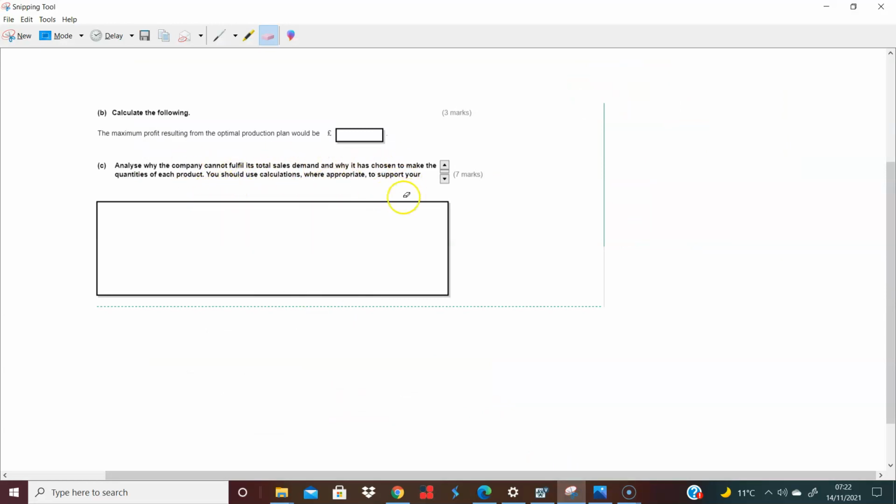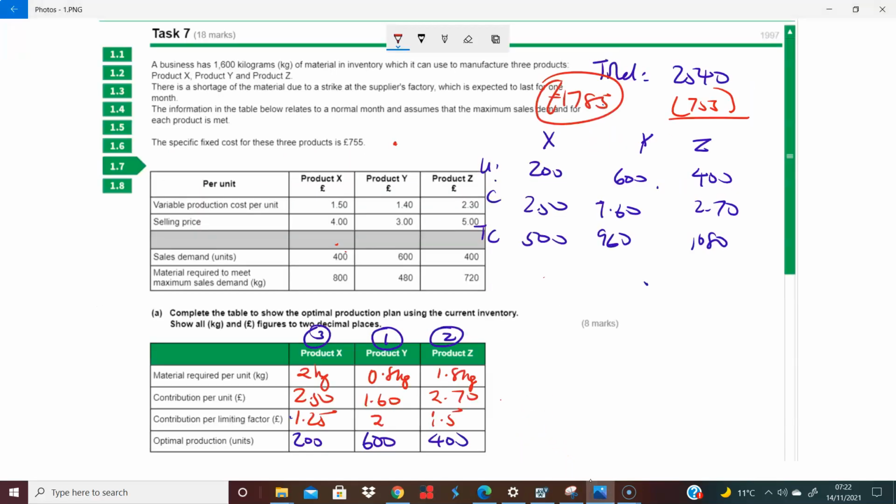discuss that, analyze the demand issues, and have some calculations? Now, great question, because first of all, they're asking you to show that actually, look, I need 2,000 kilograms. So highlight that. You need 2,000 kilograms. You don't have 2,000 kilograms. You only have 1,600 kilograms. Step one. That's your first problem.